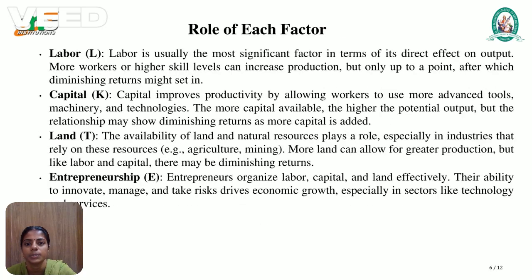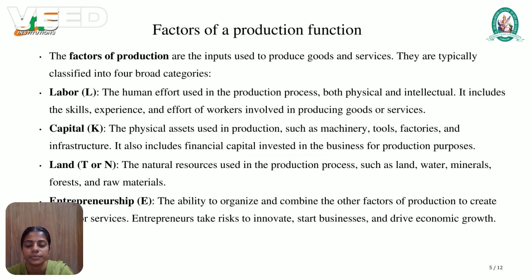Next, we are going to see about the factors of production. The factors of production are the inputs used to produce goods and services. They are typically classified into four broad categories. First one is labor, the human effort used in the production process, both physical and intellectual. It includes the skill, experience, and effort of workers involved in producing goods or services.